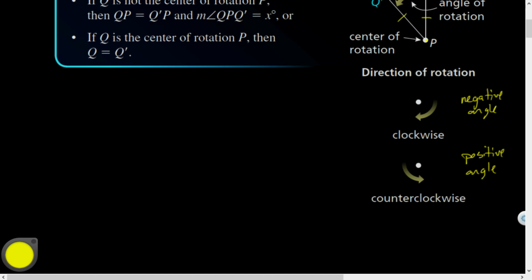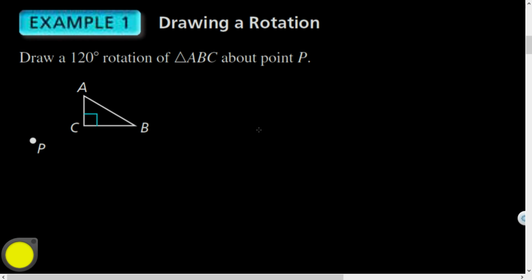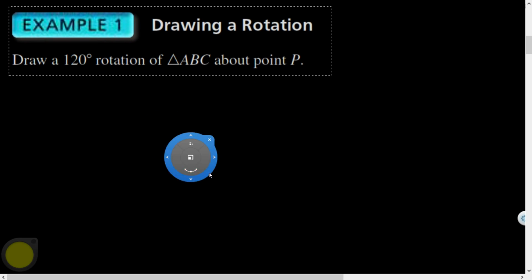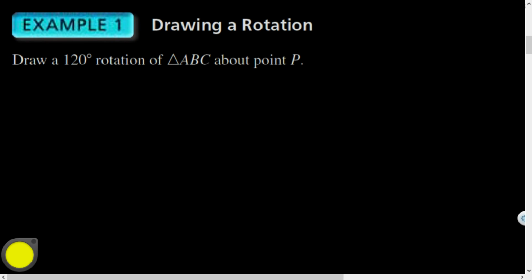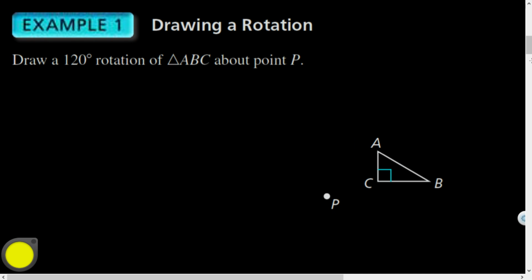Let's do an example. Did I give you enough space for example 1? Draw a 120-degree rotation. You can grab a protractor out of the box if you want to be exact.